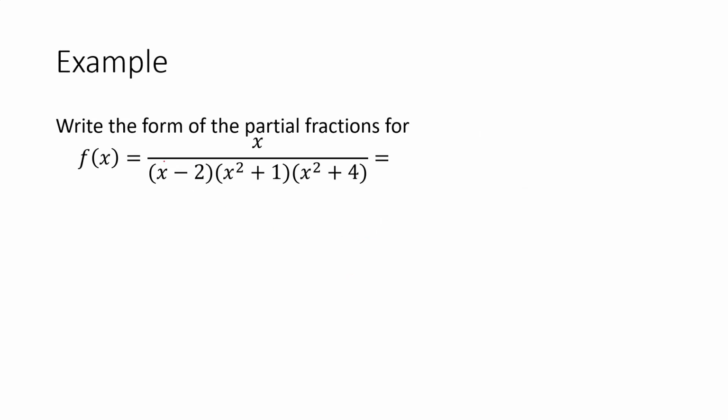Take, for instance, a polynomial of the form x over x minus 2, x squared plus 1, and x squared plus 4. What I notice is this factor here, x minus 2, is linear. x squared plus 1 is quadratic, and you see that x squared plus 1 you wouldn't be able to factor. Same with x squared plus 4, you wouldn't be able to factor. So these are both irreducible quadratic factors.